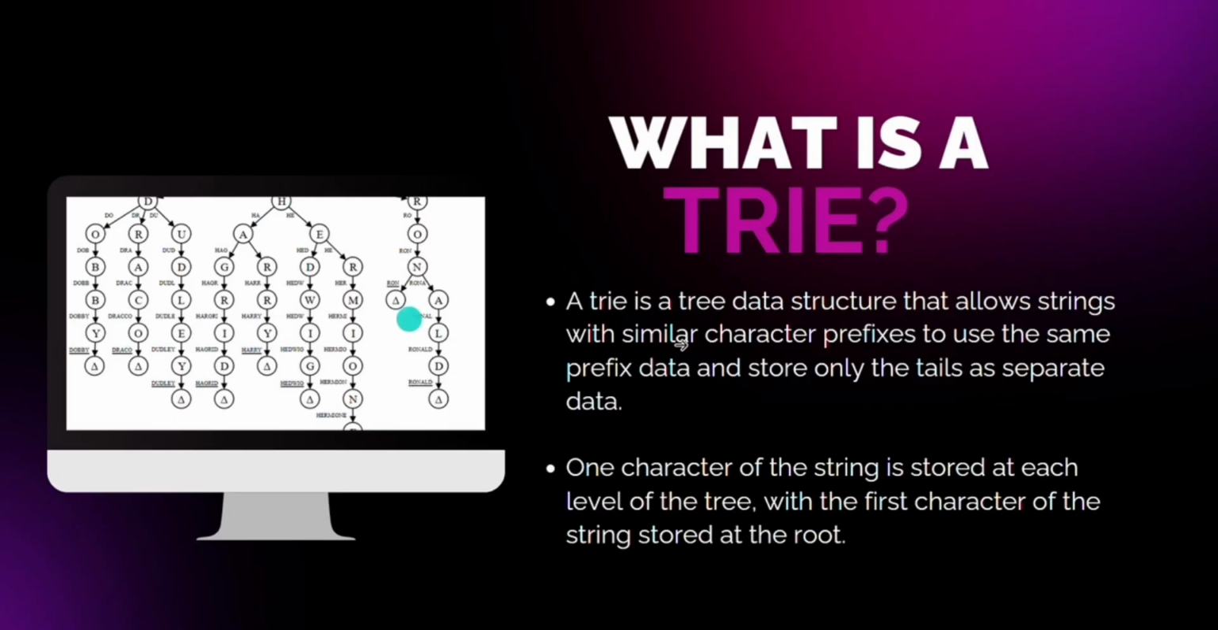Different tails, separate data. In a trie, one character of the string is stored at each level of the tree, with the first character of the string stored at the root. So one character is one level. The more characters your string has, the more levels your tree has.